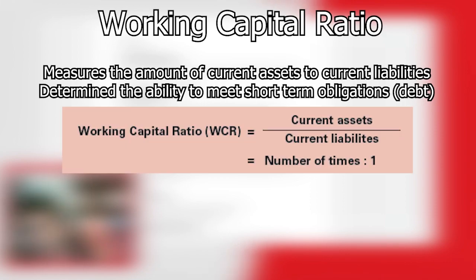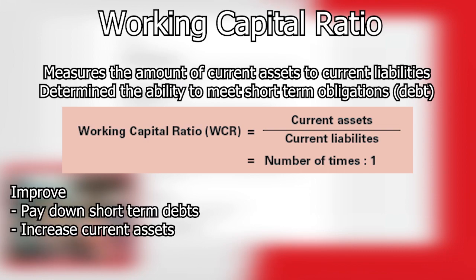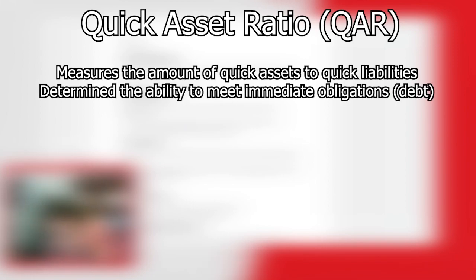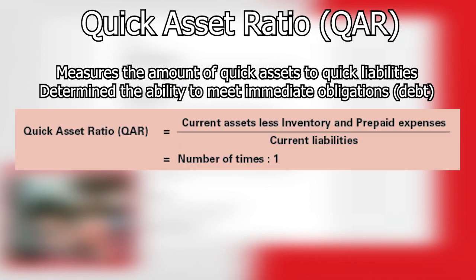Answer's always 2-1. And the best way to improve this is to pay down our short-term debts, so keeping accounts payable low. And following on from that, we've got the quick asset ratio, which measures the ratio of quick assets to quick liabilities to meet our most immediate debts and obligations. And this formula is current assets less inventory and prepaid expenses over current liabilities, with the answer also being 1.